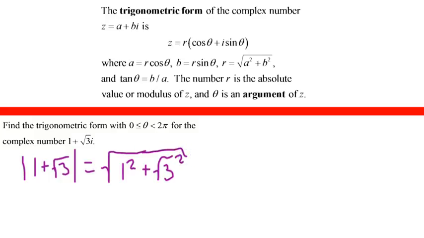1 squared is 1, radical 3 squared is 3, so 1 plus 3 is 4, and you know the square root of 4 is 2. So the r value is equal to 2.